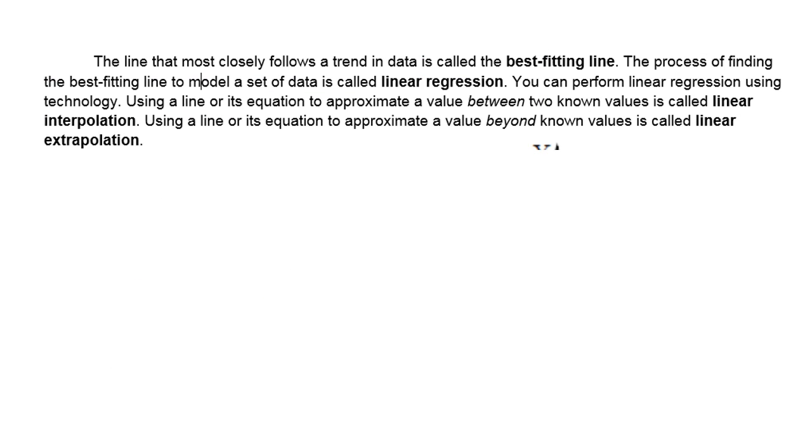So far, we have found the best fitting line. A best fitting line is the line that follows the trend as close as possible. The whole process of best fitting line is called linear regression. We can perform linear regression using technology. We will use calculators. Using a line or its equation, we can approximate the values between two known values or values that are not within the range of the x values.